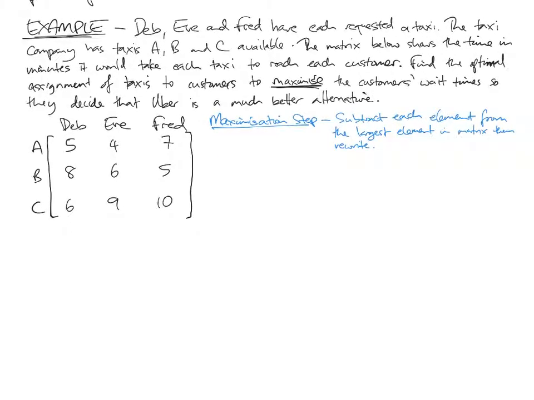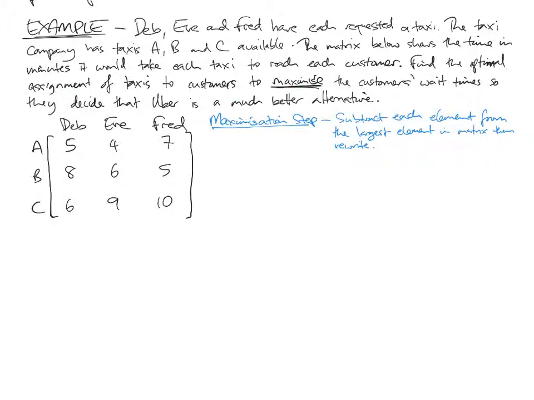So, for example, Deb, Eve, and Fred have each requested a taxi. The taxi company has taxis A, B, and C available. The matrix below shows the time in minutes it would take each taxi to reach each customer. Find the optimal assignment of taxis to customers to maximize.